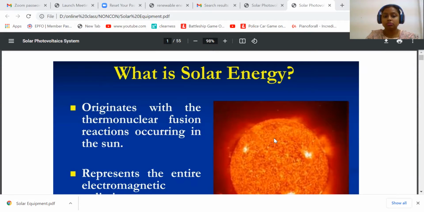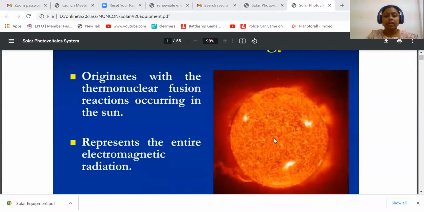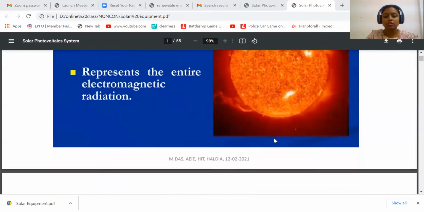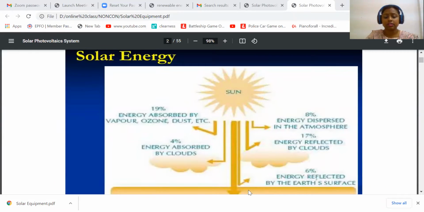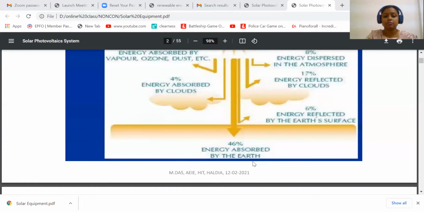First of all, we should know what solar energy is. It originates with the thermonuclear fusion reaction occurring in the sun, and it radiates across the entire electromagnetic spectrum. Of the energy received, 19% is absorbed by vapor, ocean and dust, 8% is dispersed in the atmosphere, 17% is reflected by the clouds, 4% is absorbed by the clouds, and 6% is reflected by the Earth's surface. The rest, 46%, is absorbed by the Earth.